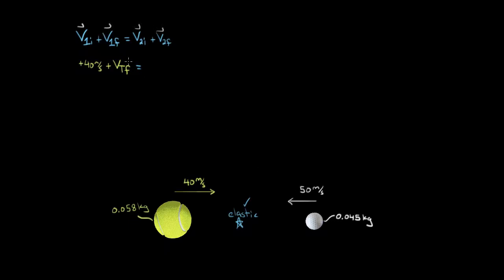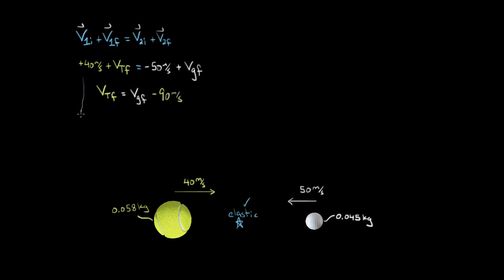So this initial velocity of the golf ball would be negative 50 meters per second, because we're going to assume leftward is negative and rightward is positive, plus the final velocity of the second object. Second object is our golf ball. I'll call this VG instead of V2. VG will be V of the golf ball and then F for final, i.e. after the collision. So we could solve this for VT final. I can subtract 40 meters per second from both sides, and I'd get that the final velocity of the tennis ball is going to equal VG final, the final velocity of the golf ball after the collision, and then negative 50 minus 40 is going to be negative 90 meters per second.